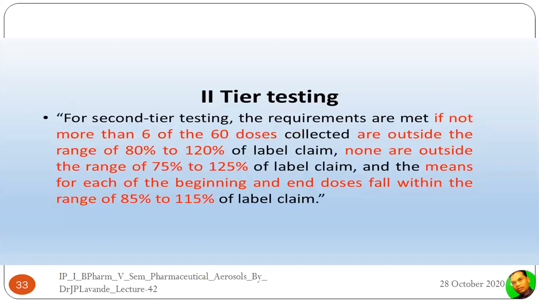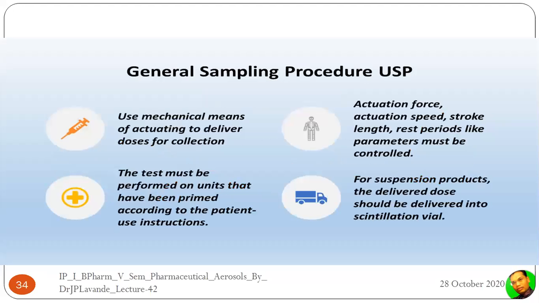Now, for second tier testing, the requirements are met if not more than 6 of the 60 doses, since we have to go for 60 doses, that means 10%, are outside the range of 80 to 120% of the label claim, but none is outside the range of 75 to 125% of the label claim, and the means for each of the beginning and the end doses fall within the range of 85 to 115% of the label claim. Then we can say it passes the test. So that is the second tier testing.